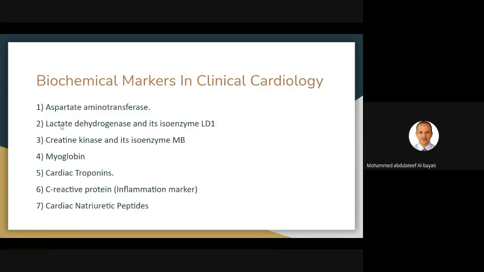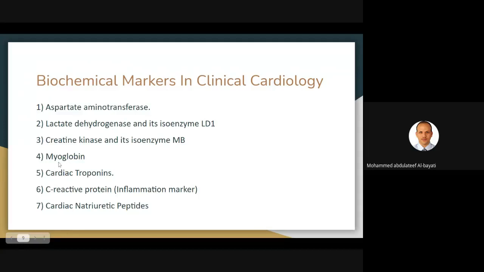Okay. Second marker is lactate dehydrogenase, and its isoenzymes. This marker is now obsolete, but it had been used for assessment of clinical cardiology in the past. Measurement of lactate dehydrogenase has been discontinued because it is very non-specific. It's present in many tissues. Third marker is the creatine kinase and its isoenzyme MB, which is a specific marker for the heart.